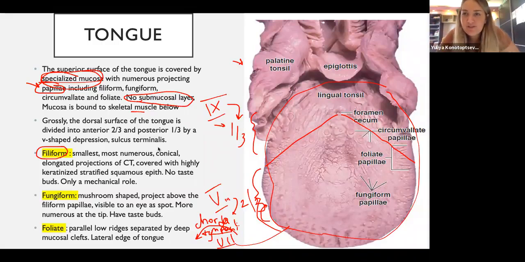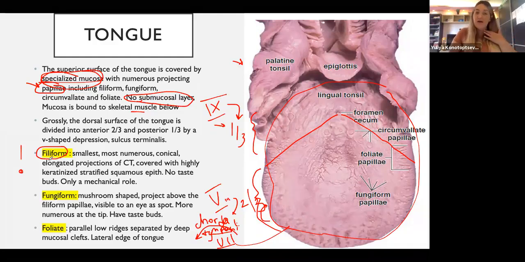Do you see the logic in it? Specialized mucosa is called special because it has the taste buds, right? Filiform is a protrusion of specialized mucosa, but it doesn't have the taste buds. This is the exception to the rule. Are they going to ask about it? Of course. It's a very important exception to the rule, right? So filiform are the only protrusions of the specialized mucosa that lack the taste buds.